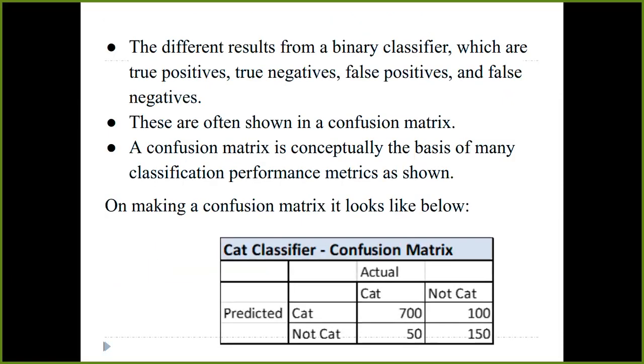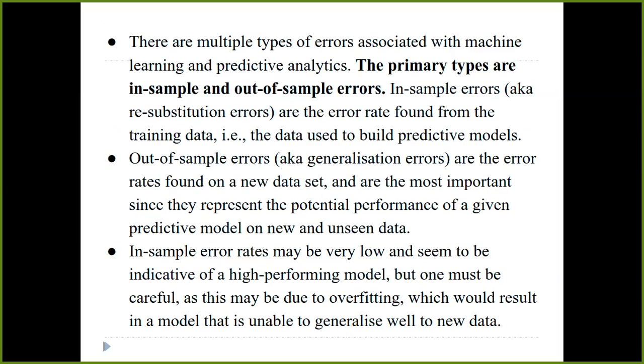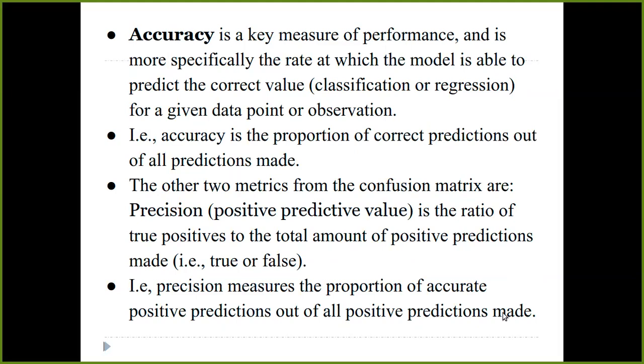Let me show you the concept. I have predicted the value as positive, that is, cat is positive. It means the cats which are categorized as positive, and those which are not cats but are still categorized as positive. So 700 plus 100, 800, is the denominator. The positive predictive value is the ratio of true positives, 700, divided by the total amount of positive predictions, 800. So 700 by 800 will be the precision.